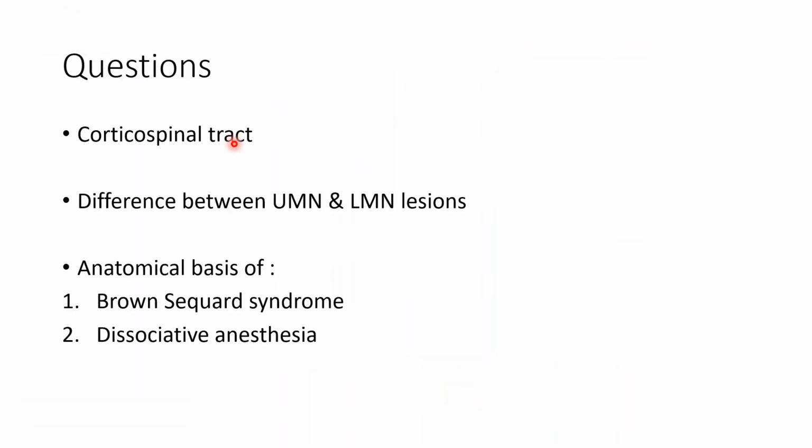These are the questions that you should be able to answer at the end of the lecture. You should be able to draw and trace the entire corticospinal tract. You should be able to differentiate between upper motor and lower motor neuron lesions. You should be able to tell us about the anatomical basis of Brown-Sequard syndrome and dissociative anesthesia.